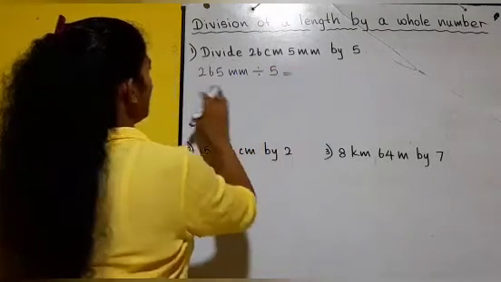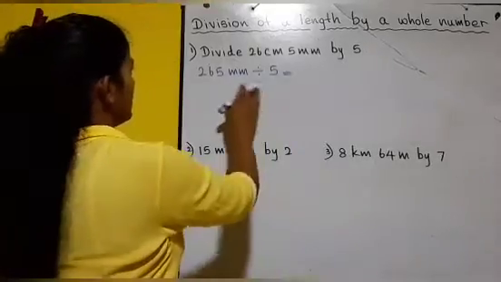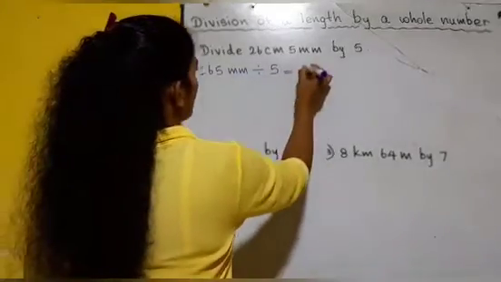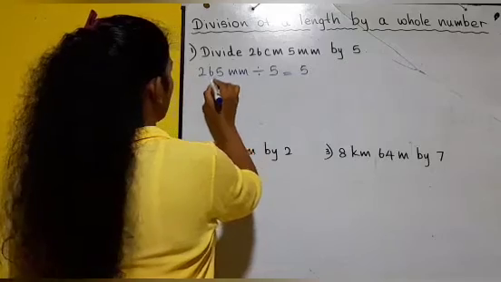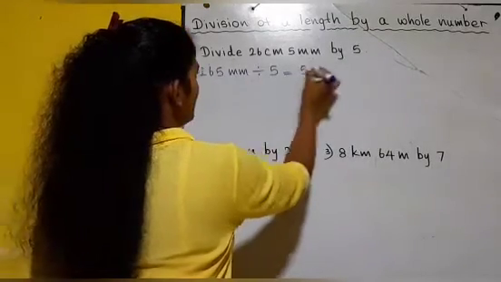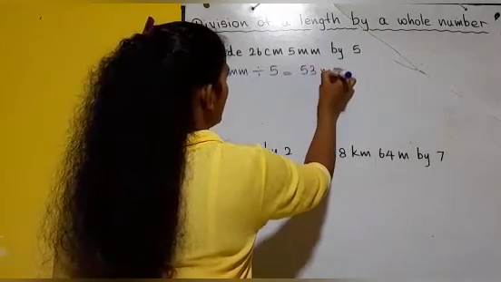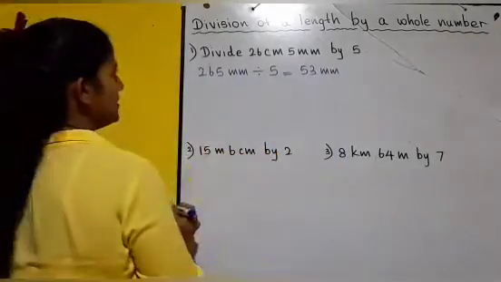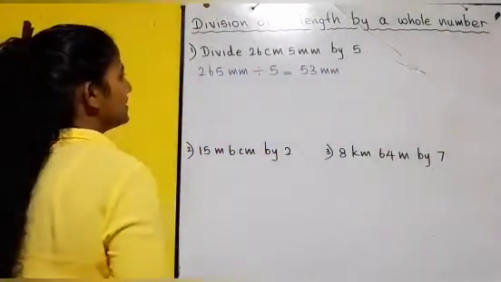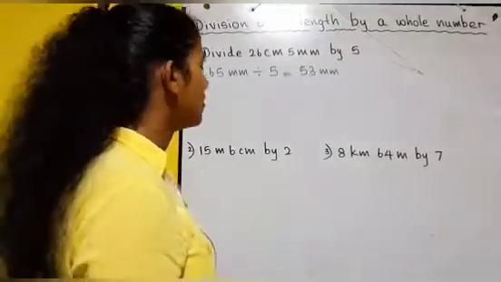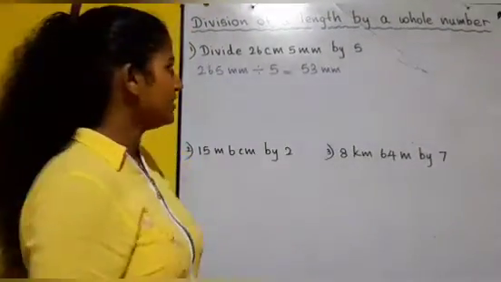Then what is the value we obtain by dividing by 5? 5 times 5 is 25. Then 15 remaining, 5 times 3. 53 millimeters is the answer here. In the second method, we can perform the long division method.